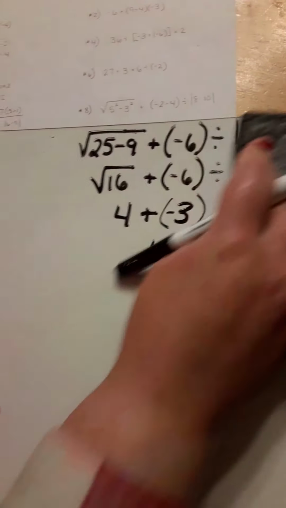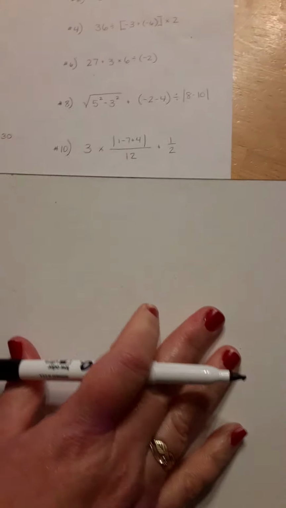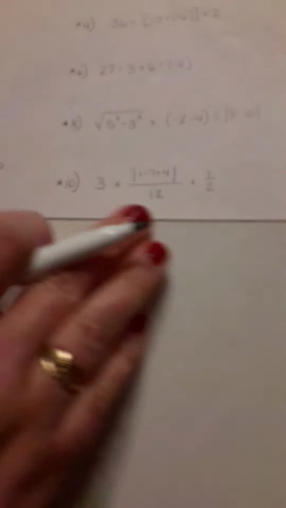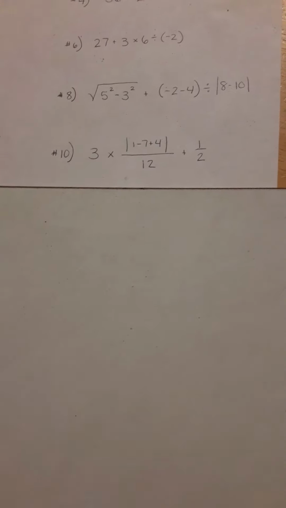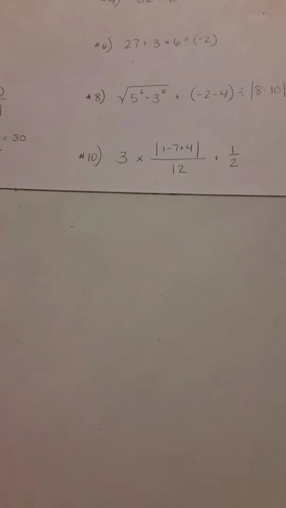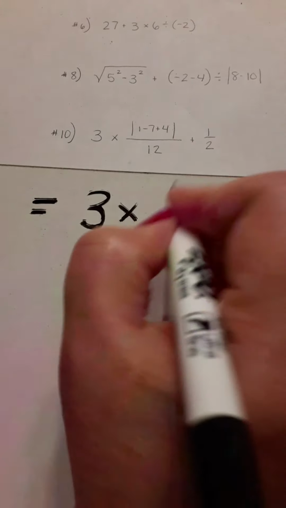Okay? The last example here we're going to do is this one here. Go ahead first and let's see what our grouping symbols are going to be. I've got multiplication, I've got absolute value signs, division, and then an addition of a fraction. So don't let that scare you. So let's go ahead and work with the absolute value here.